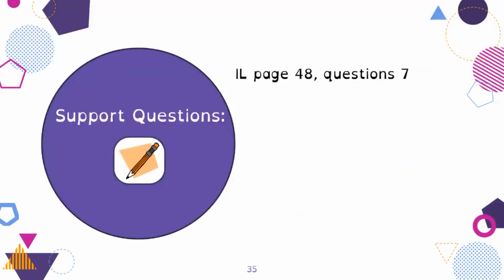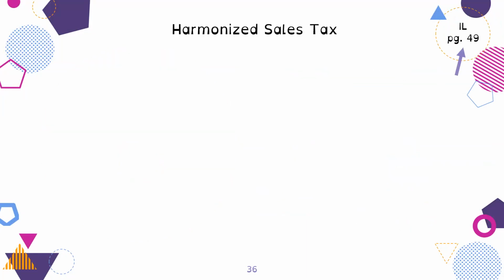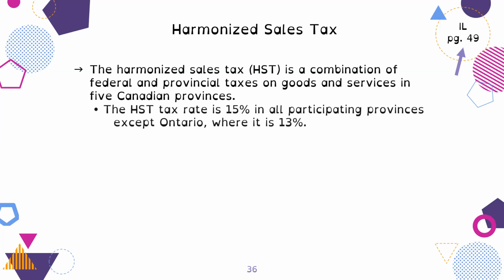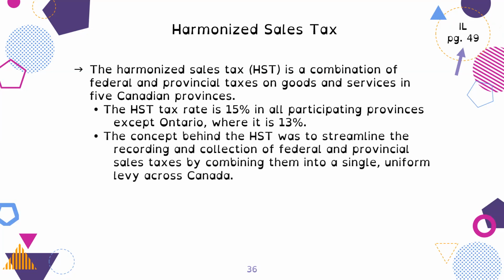So we can do the support questions on page 48, number 7 now. Then finally, let's look at the Harmonized Sales Tax, HST, on page 49. Again, this is a combination of federal and provincial taxes on goods and services in 5 Canadian provinces. It's 15% in all the provinces that have HST, except Ontario, where it's 13%. The concept behind it is that HST was to streamline the recording and collection of federal and provincial sales taxes by combining them into a single uniform levy.